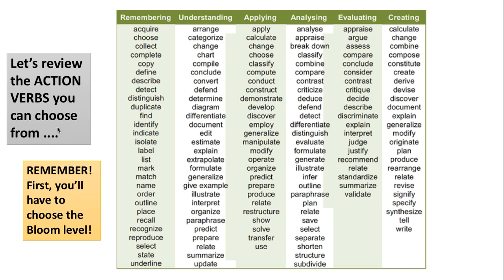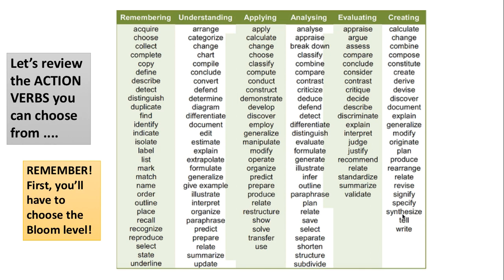Let's review those action verbs. And remember, you'll have to first choose the level of taxonomy according to Bloom's theory, and we have 6. In the lower order, we have remembering, then understanding, applying, analyzing, also known as integrating, evaluating, and creating.